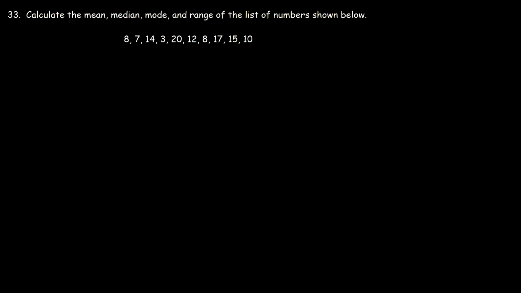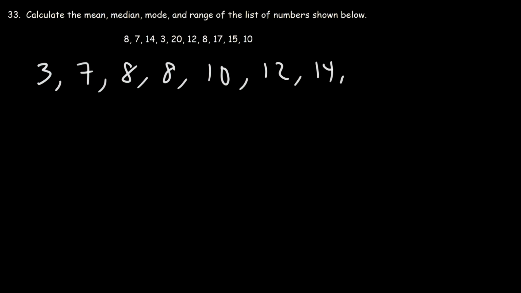33. Calculate the mean, median, mode, and range of the list of numbers shown below. So the first thing we should do is arrange the numbers in increasing order. So the first number is 3. Next after that is a 7. And then there's 2 8s. And then after 8, we have 10. And then 12. And then after that is a 14, 15, 17, and the highest number is 20.